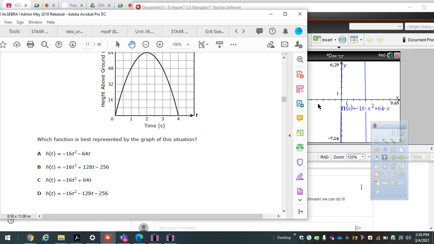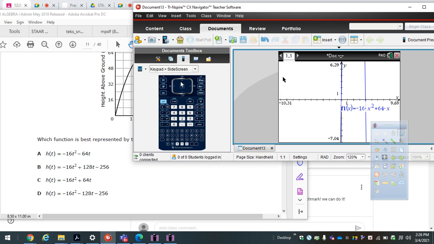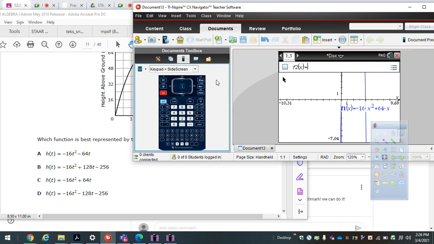Okay. I'm going to go and press tab. I'm going to press up. I'm going to delete back. Oops, too much. 16x squared minus 128x minus 256. Okay. Not even close. Whatever. So final answer is C.